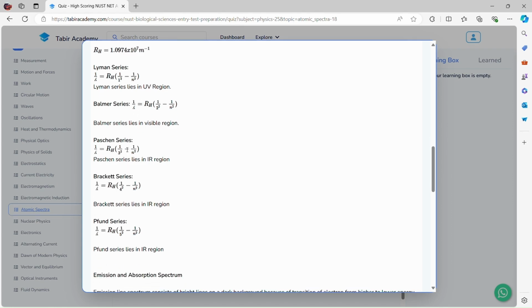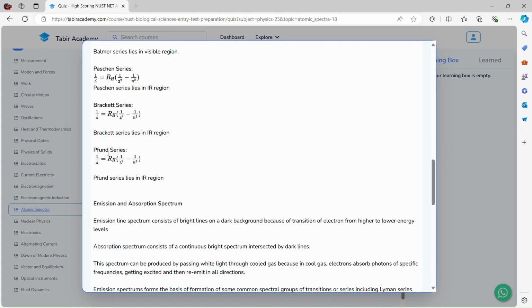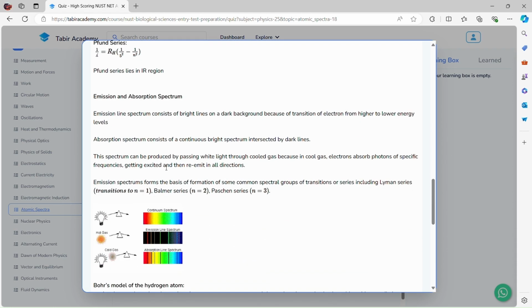Paschen series lies in the IR region. The formula is 1 over lambda equals Rh multiplied by 1 over 3 square minus 1 over n square. And the Brackett series, which lies in the IR region, has the formula 1 over lambda equals Rh multiplied by 1 over 4 square minus 1 over n square. For the Pfund series, 1 over lambda equals Rh multiplied by 1 over 5 square minus 1 over n square, and the Pfund series lies in the IR region.